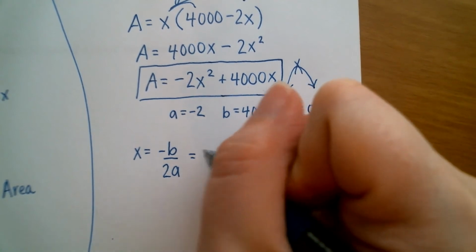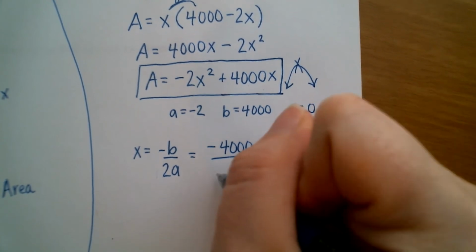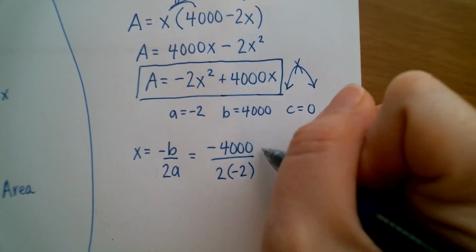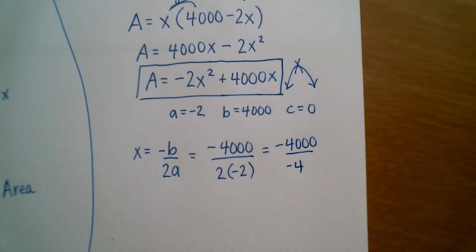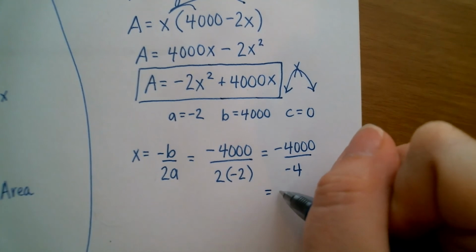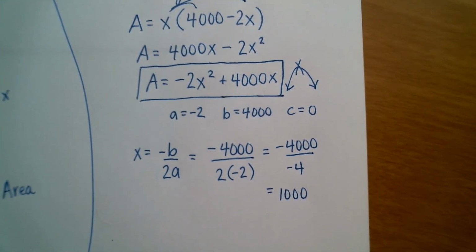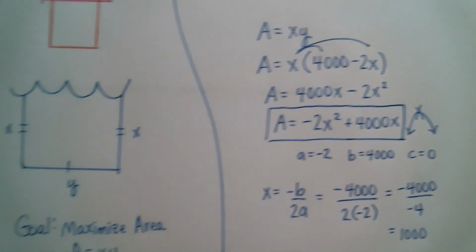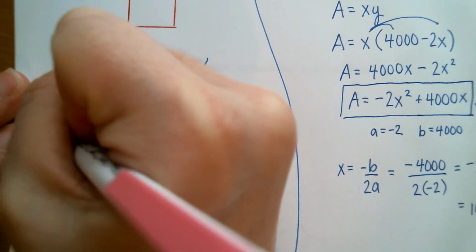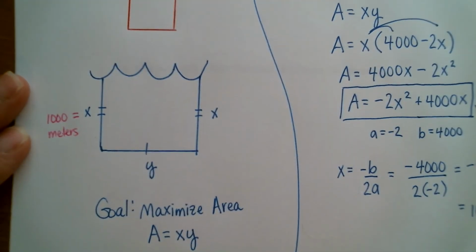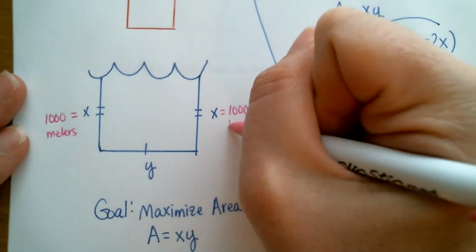Be careful with the signs here. That negative sign is already there. Negative 4,000 over 2 times a, which is negative 2. This is going to be negative 4,000 over negative 4, and so the x value that works here is 1,000. If I go back to my picture, that means this length has to be 1,000 meters. Remember, that's the units we're using here. This side has to have the same length, so it is also going to be 1,000 meters.